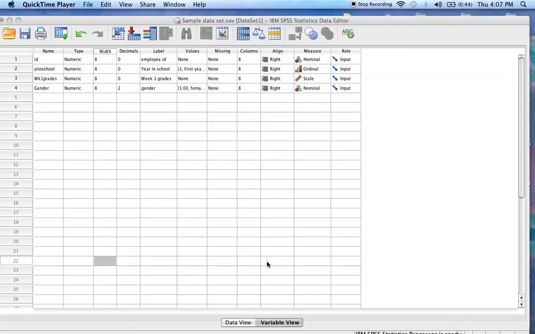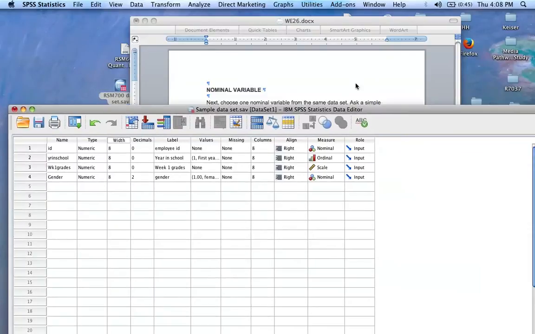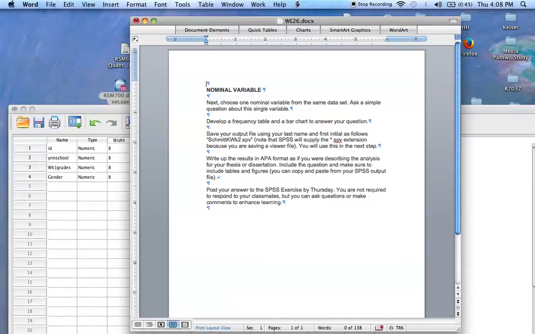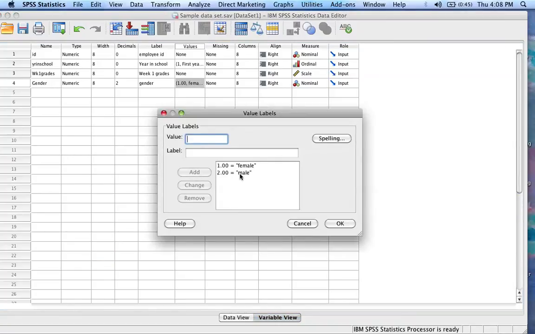With discrete data, it's a little bit different in that the bars don't touch. And that's because when it's not a continuous variable, we want to see some space in between the categories. Okay, so we're going to look at a nominal variable and ask a simple question. So that's just one question about a single variable, and we're going to develop a frequency table and bar chart to answer the questions. So the nominal variable we're going to look at here is gender, and there are two categories, females and males.